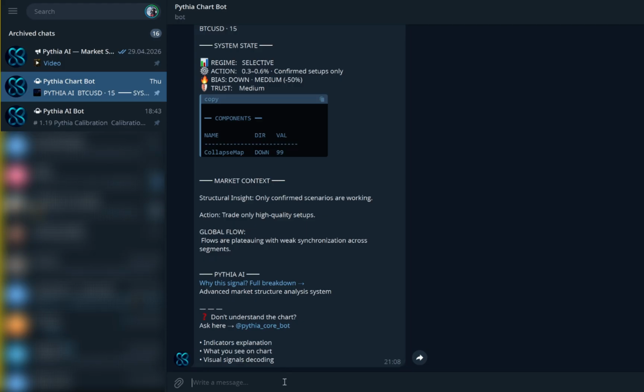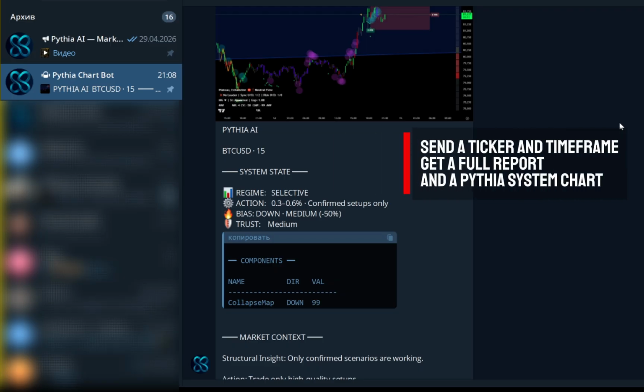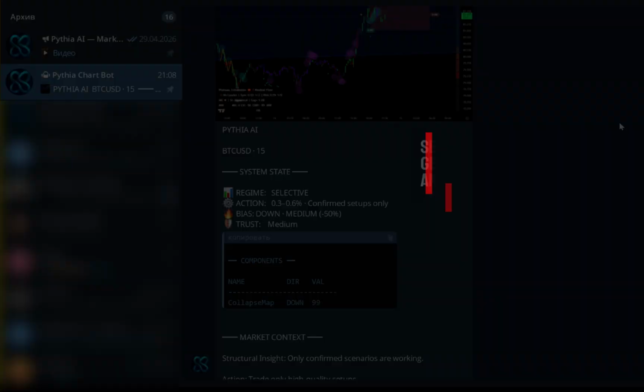And now the most important part: even if you do not have the system indicators installed, and even if you use your own platform, you can still use Pythia System. Simply send the second bot a ticker and time frame, and after a short time, it will return a chart and report similar to what you would receive using the full installed system. This bot is also available on the free plan in fully functional form.